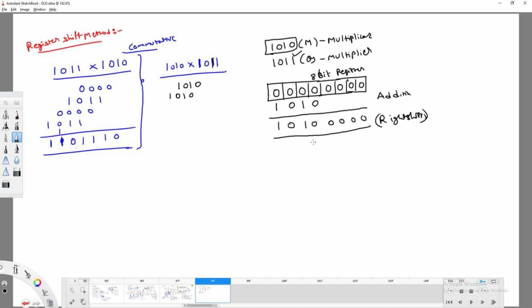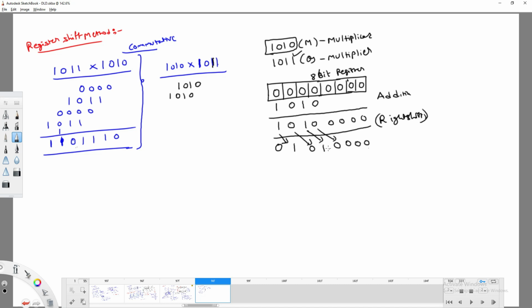If I perform a right shift, all bits are moved towards the right by 1 bit, right? So then you will get 0 at the side. This one will be moved to here, this one will be moved to here, this one will be moved to here, and this 0 comes to here, and all the things, right? So in total, it looks like this: 0 1 0 1 and 4 zeros.